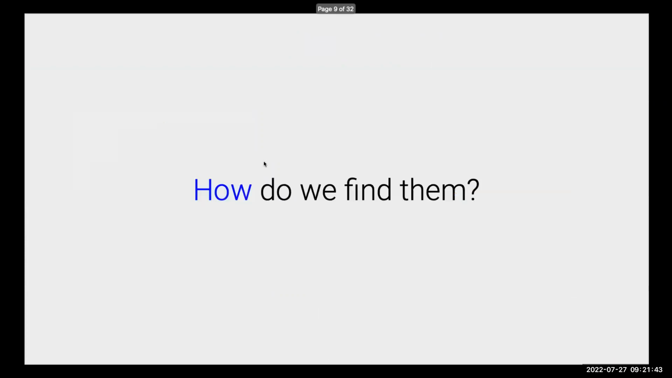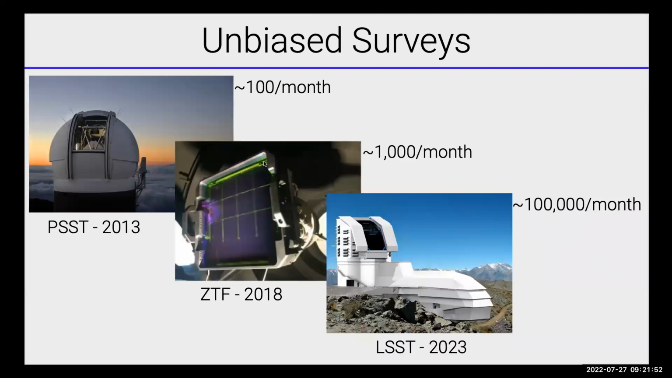But today's talk is more about how do we find them? What are the actual techniques that we use to find exotic transients such as superluminous supernovae? Right now, we are using all-sky unbiased surveys. In 2013, when Pan-STARRS started, it was discovering around 100 transients per month. Today, we are in the era of ZTF that's discovering around 1,000 transients per month. And I don't need to tell you guys that LSST is coming soon in 2023, 4-ish, and it's going to be discovering around 100,000 transients per month.